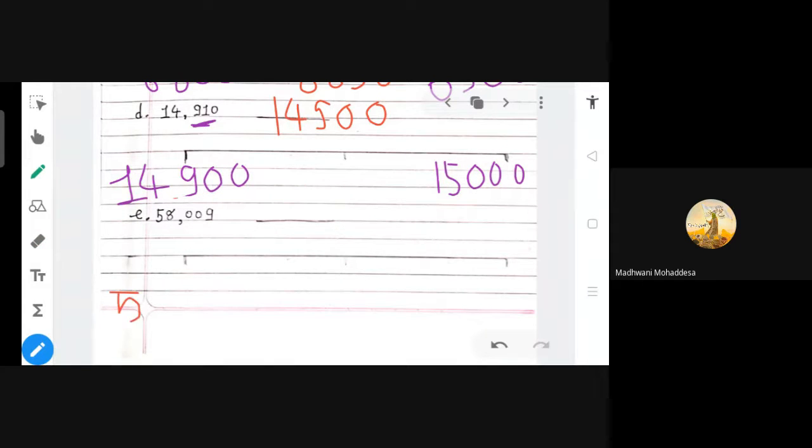So 58,000. Now the next name after Mohdesa. Fatim.